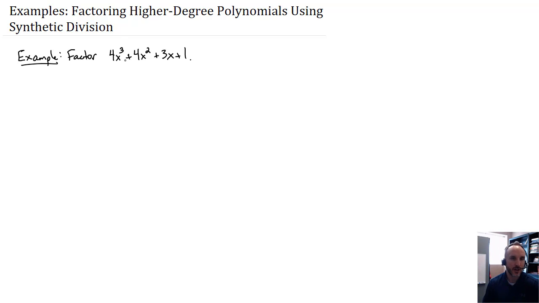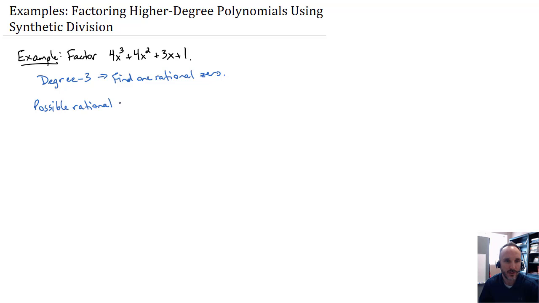The other option we have, if we can't factor it using our traditional techniques, is to search for rational zeros. Since this is degree 3, and we want to reduce it to degree 2 so that we can use the quadratic formula or some other quadratic technique, we need to find one rational zero using synthetic division. So let's list possible rational zeros so that we can start testing them until hopefully we find one.